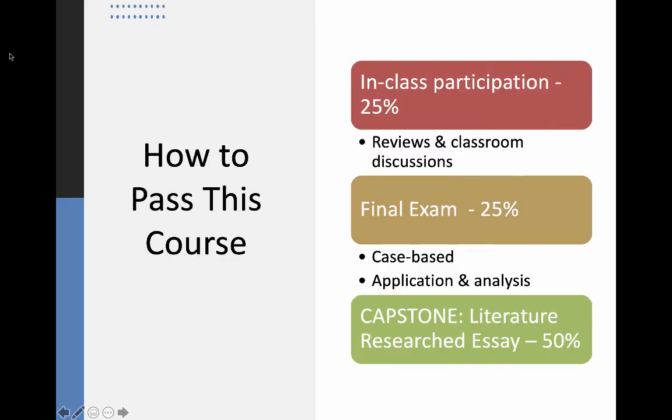To pass the course, you'll have 25% of your mark come from in-class participation. That will include reviews that we conduct in class, such as Kahoots or Socratic reviews or online practice exams. And it'll also include the work we do in classroom discussions.